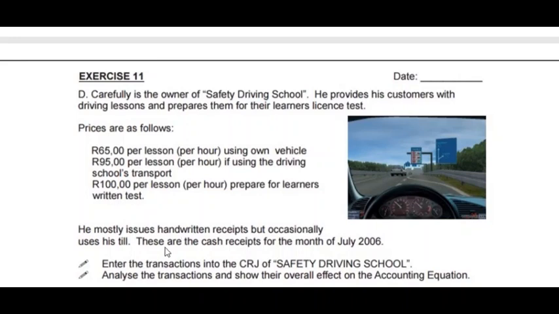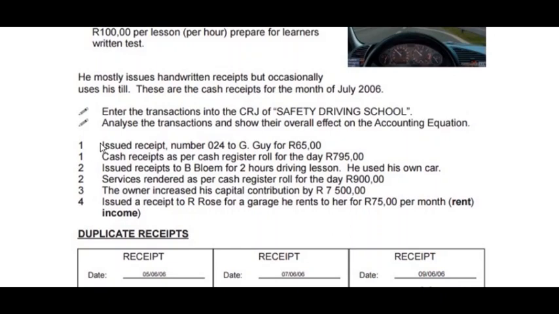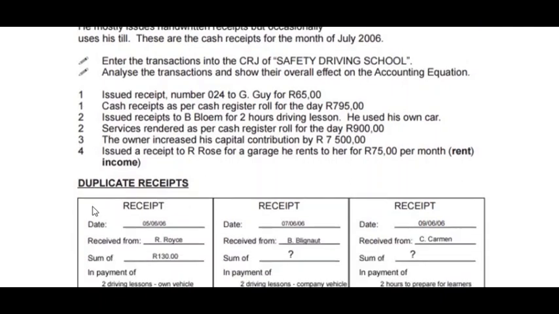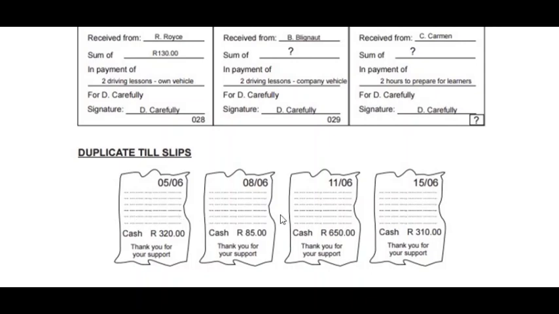And then they say these are the cash receipts for the month of July 2006, which is a mistake. It must be June 2006. Please just fix that. Okay, then you would have noticed that they gave you some transactions for all of the cash receipts from the 1st of June till the 4th of June. And then after that, from the 5th of June onwards, they gave you the actual source documents. So there are 3 receipts here, and then there are 4 duplicate till slips here.